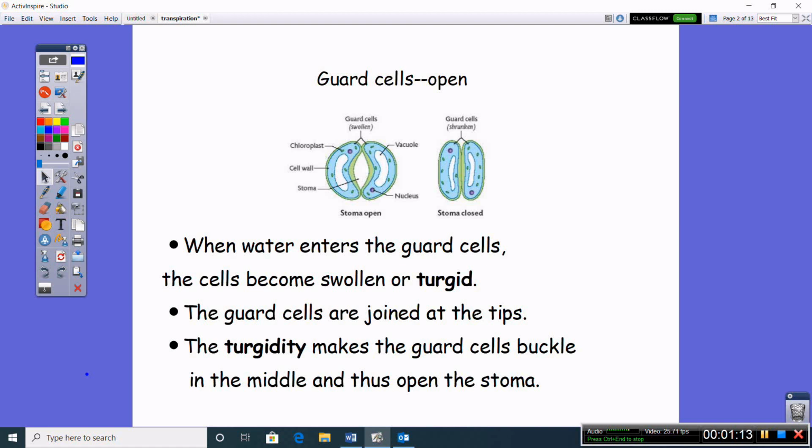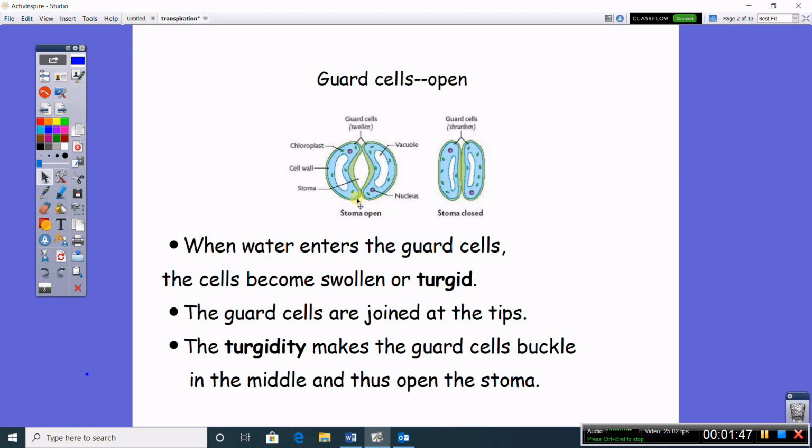So remember that your guard cells are called that because they guard this opening. Okay, and that opening is the stoma. If we're talking about many of those openings, we're talking about stomata. Okay, so when water enters the guard cells, you should think, why would water want to enter the guard cells? Well, if there's more solute in the guard cells than there is outside, then water's going to want to go in. And so that's going to make the guard cells become swollen or turgid. That just means they're filled with water.